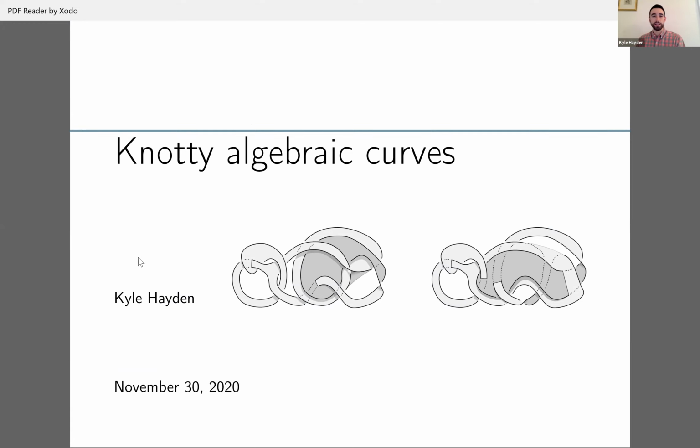So what I want to talk to you about today are, well, I'll call them Knotty algebraic curves. There's a bit of a sneak preview of the picture at the beginning.